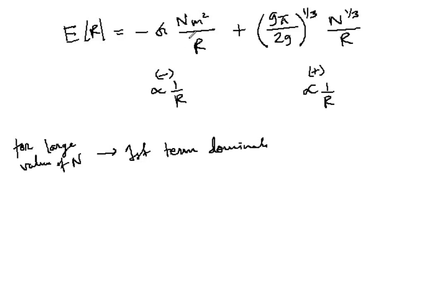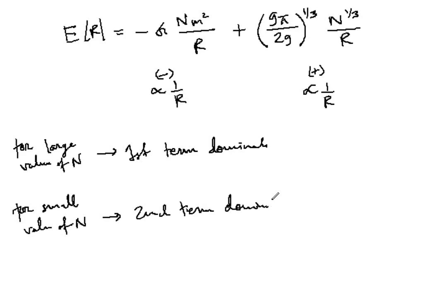This one will dominate, okay? And for small values of n, what will happen? Basically, the second term, the kinetic term, dominates. Now, as a result, in principle, there are three cases to be considered.